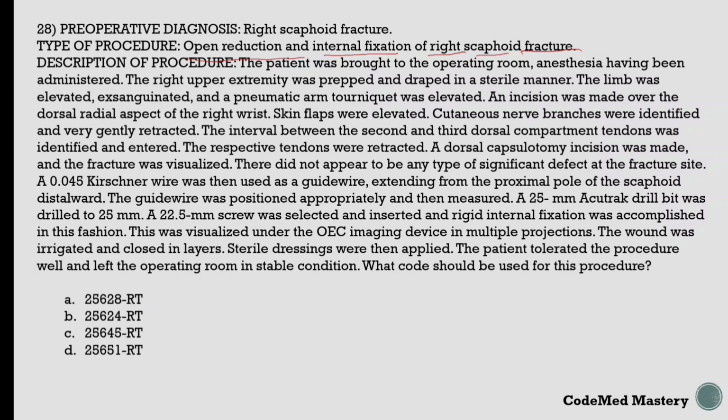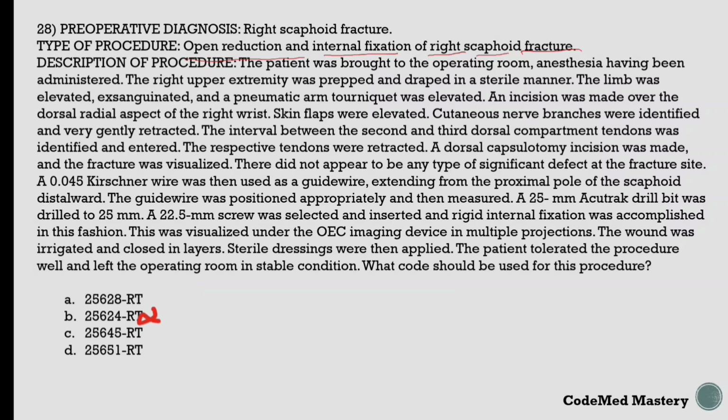Let us look at option B, 25624. That is for closed treatment of carpal scaphoid fracture. So, we'll eliminate option B because in our operative report they have mentioned open reduction, internal fixation, which is open treatment, right? So, option B is for closed treatment. We'll eliminate the option B.